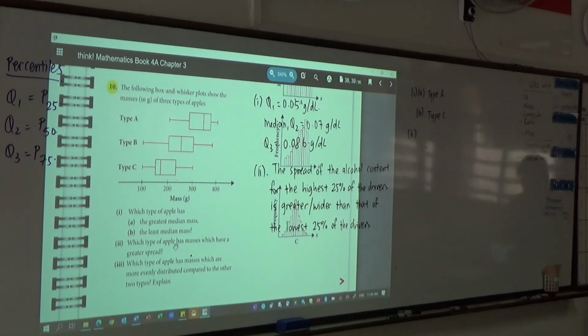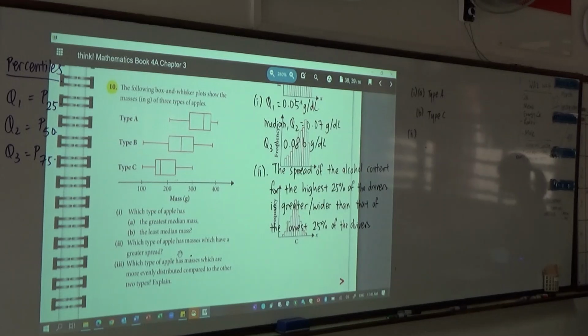Okay, then in part 2, we want to answer this question where it says which type of apple has masses which have a greater spread. So which one do you think has a greater spread in this case? What do you think your answer would be? Amelia?